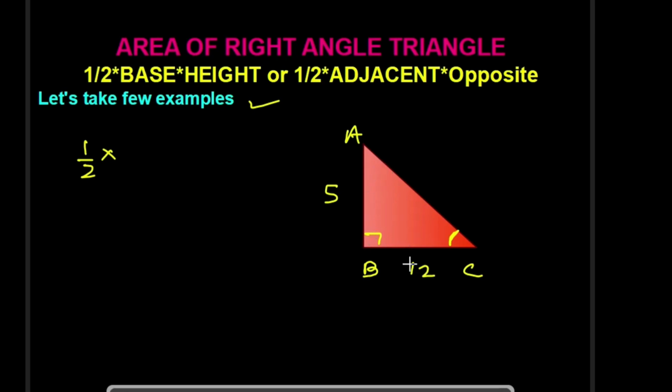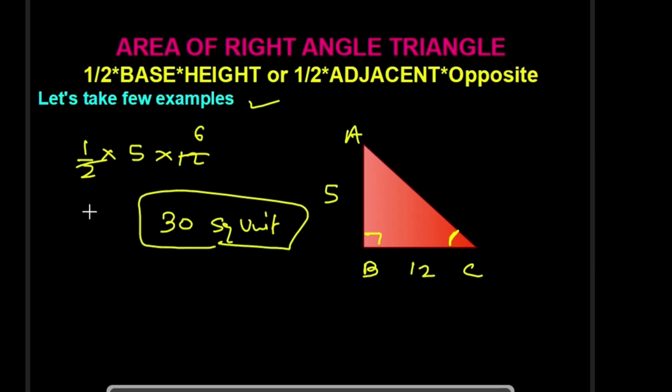If I take this angle, the adjacent will be 5 and the opposite will be 12, but the answer is not going to change, right? So in this scenario we'll write half into 5 into 12, and we can cancel: 2 into 6 is 12, 6 into 5 is 30 square units.